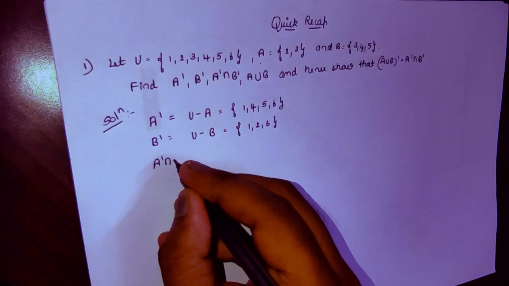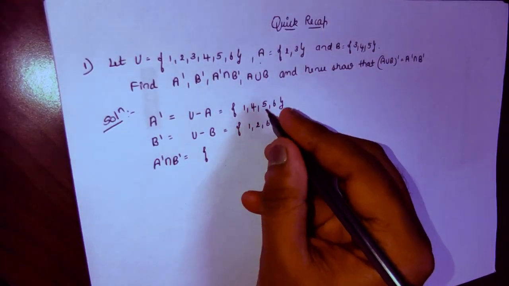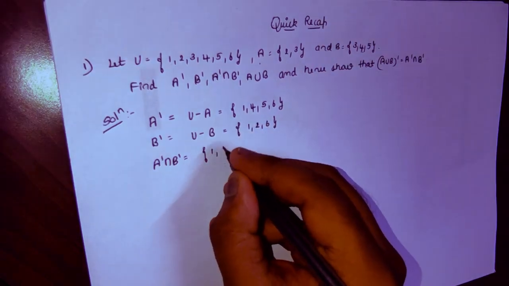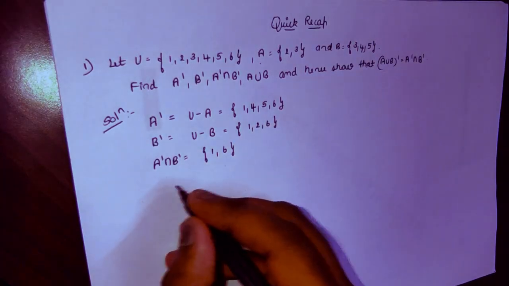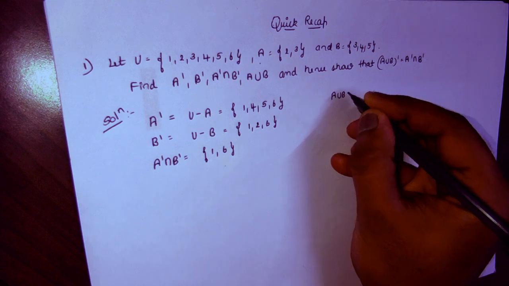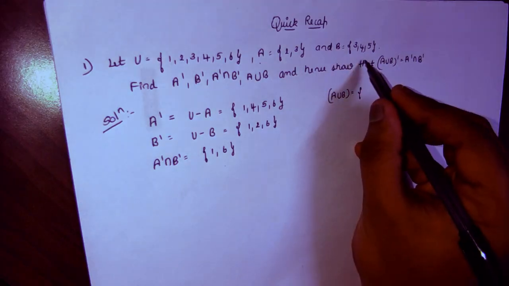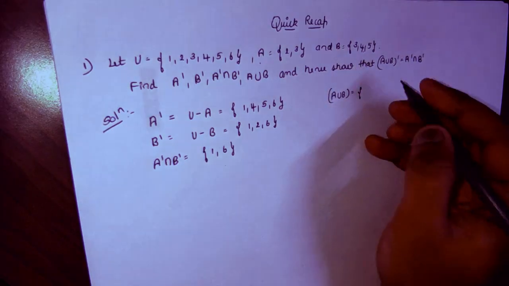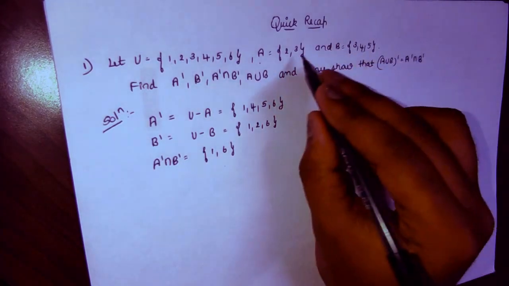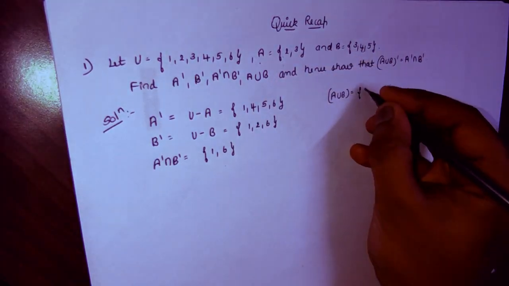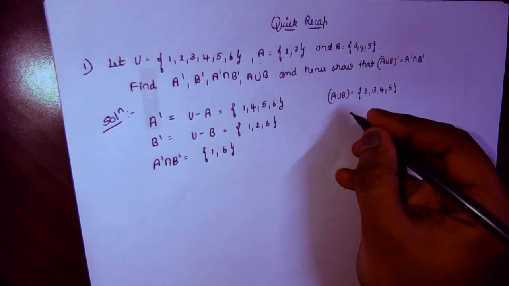A dash intersection B dash is equal to what is common within both A dash and B dash, and the common elements are 1 and 6. Now we will find A union B. Whatever is common between A and B, and the rest also we have to write there, that is the A union B set. That is 2, 3, 4, 5. The common things and the rest of the things also you have to write in the union set.